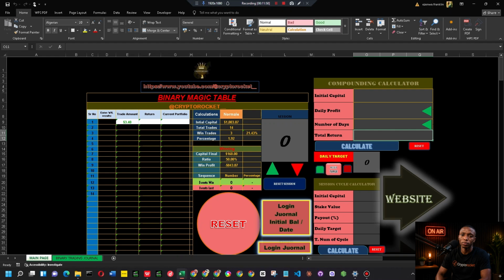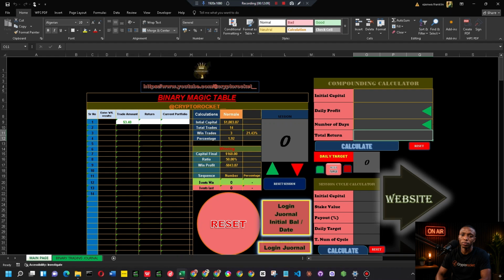The same thing goes for daily profit. In daily profit too, all you need to do is put the number of days you want, 25 days, and you put your total returns. And if you click this button, it will give you your actual daily profit you'll be making.